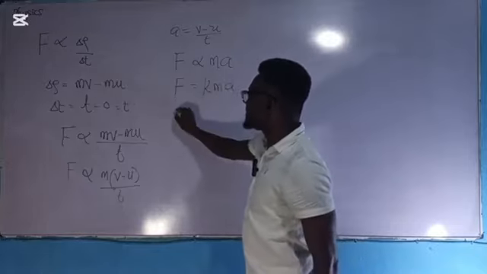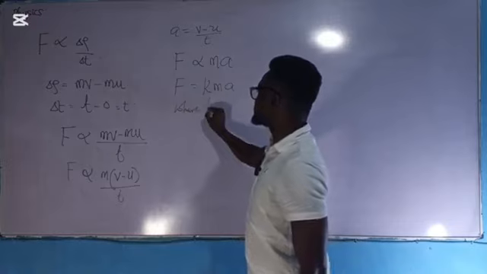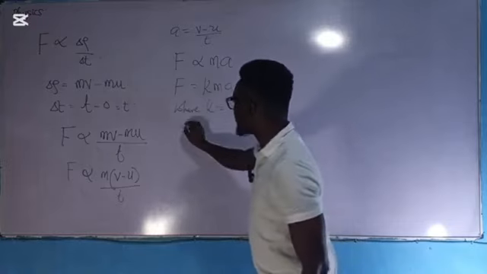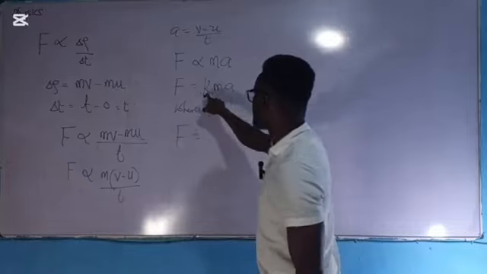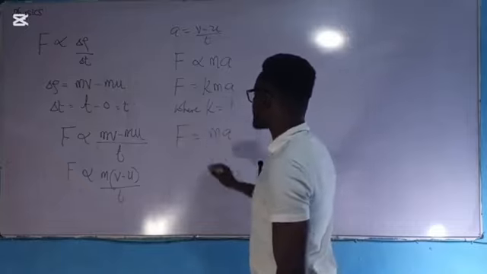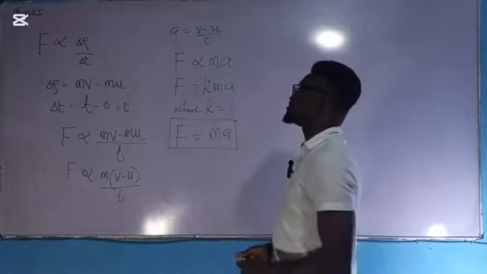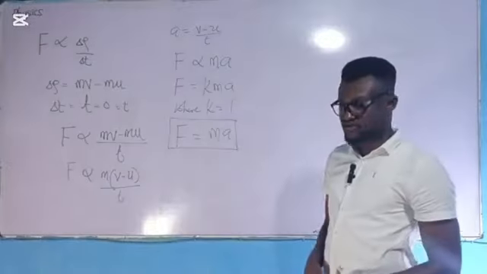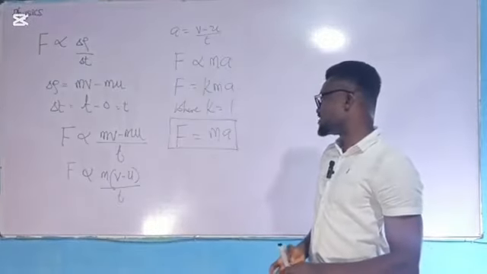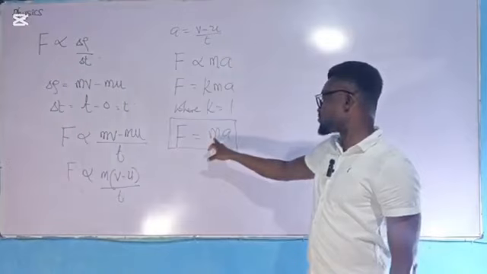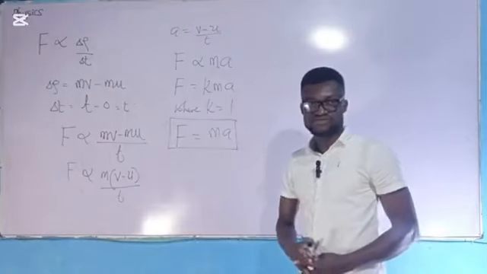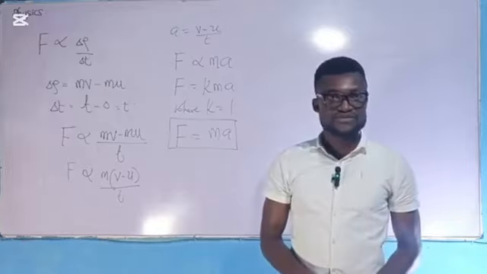Then, if you introduce a constant, we have force equal to k m a. Now, when k is equal to 1, we have force equal to m times a. And this is the simplified form of Newton's second law based on linear motion. We have the product of mass and acceleration being equal to the force.